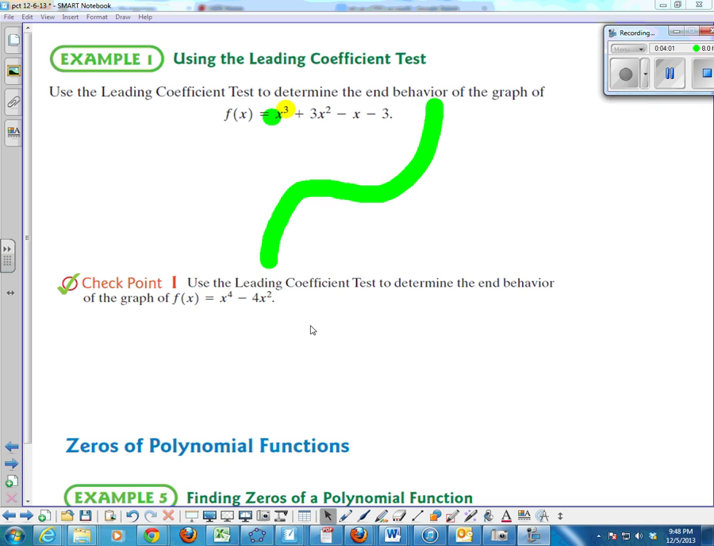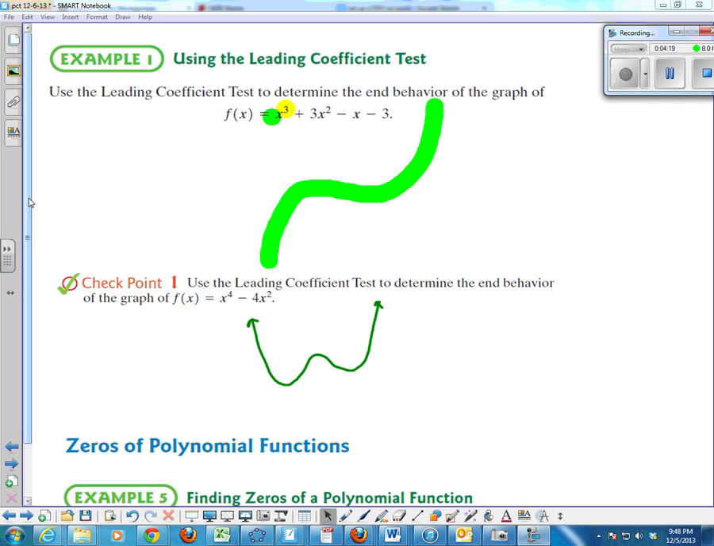Go ahead and try checkpoint 1 on your own. Pause. Okay, the fourth degree polynomial has either both ends up or both ends going down. And we look back here to see it's a positive leading coefficient, so both ends up. Left end up, right end rising as well.